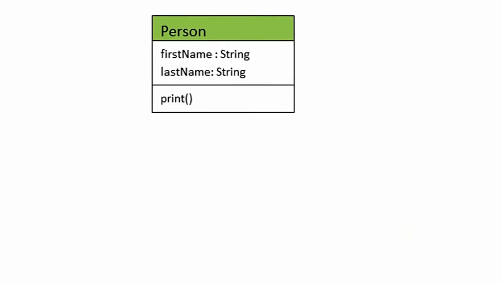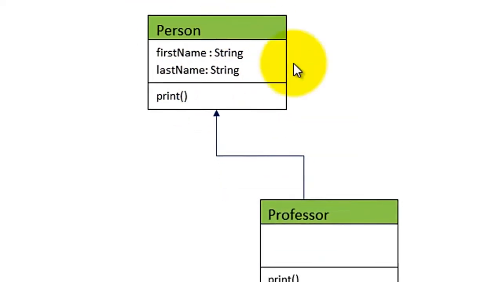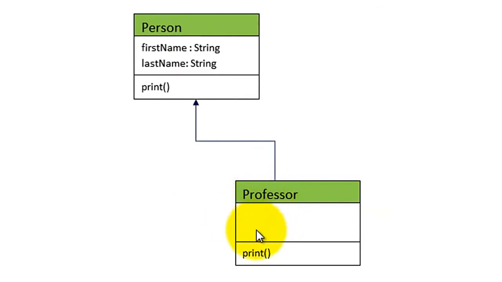So we have a class called person, and it has two attributes or two states called first name and last name. It also has the behavior of printing that particular person. We have a subclass called professor, and professor also has the behavior of print. The professor is a person. Professor is also a person.